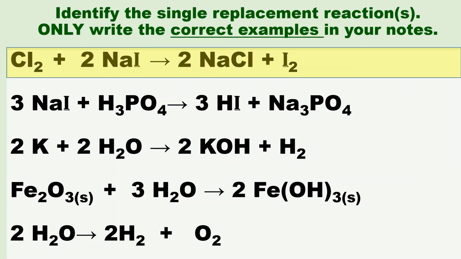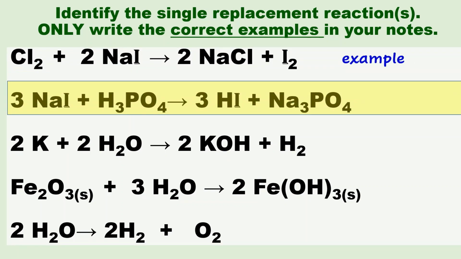In the first reaction, chlorine or Cl2 is single, or not combined with other elements. After the reaction, on the right side, the iodine or I2 is single. The iodine started in the compound with sodium, but was replaced by chlorine. That makes it a single replacement reaction.